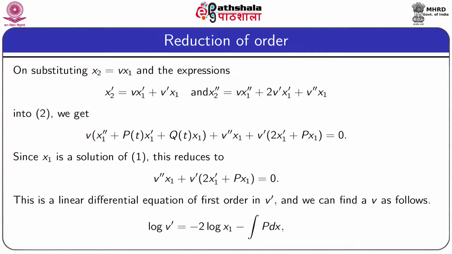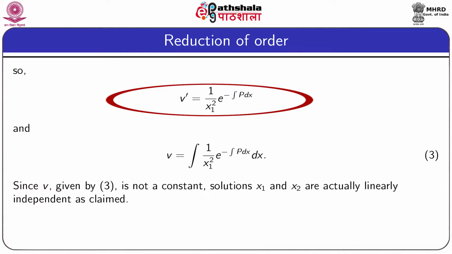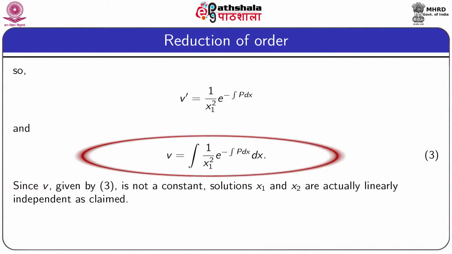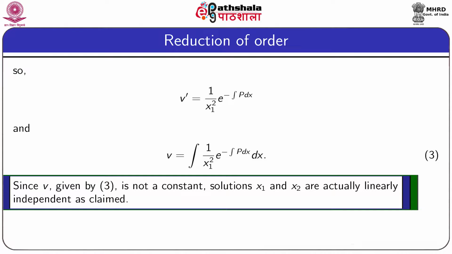We integrate the above expression and we will get log v' = -2 log x1 - ∫p dx. Simplifying further, we will get v' = (1/x1²) e^(-∫p dx). And hence, integrating one more time, we will get v = ∫ (1/x1²) e^(-∫p dx) dx. Since v as given by (3) is not a constant, solutions x1 and x2 are actually linearly independent as claimed.